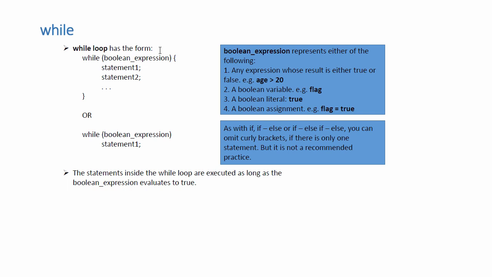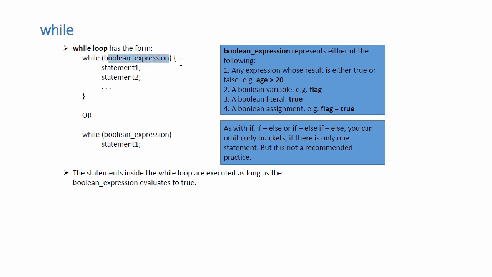While loop has the following syntax: while keyword, opening round bracket, Boolean expression, closing round bracket, opening curly bracket, single statement or multiple statements, and closing curly bracket. Or as you had seen with if else, or if else if else blocks, you can omit curly brackets if there is only one statement, but it is not a recommended practice.